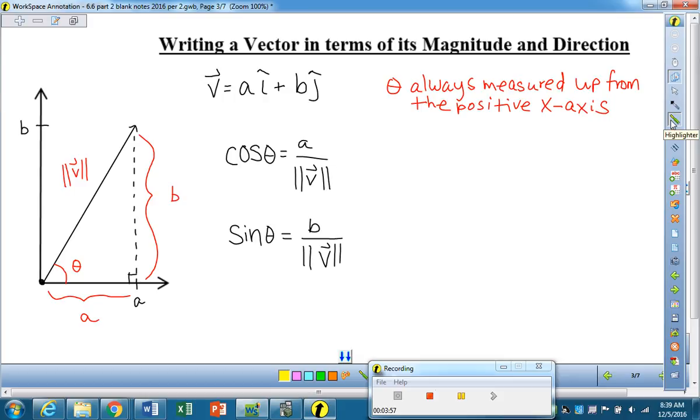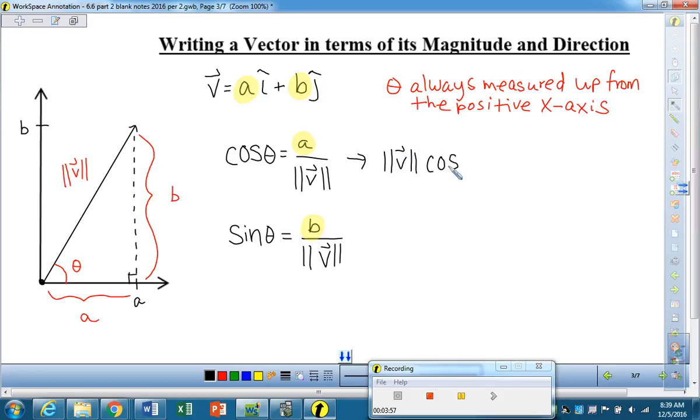All right, now our original vector v is based on a and b. We now have a and b in these new equations. We're going to solve for a and b by multiplying both sides by the magnitude. So we get two new versions of these equations. We have the magnitude of vector v times cosine theta represents a. Magnitude of v sine theta is b.